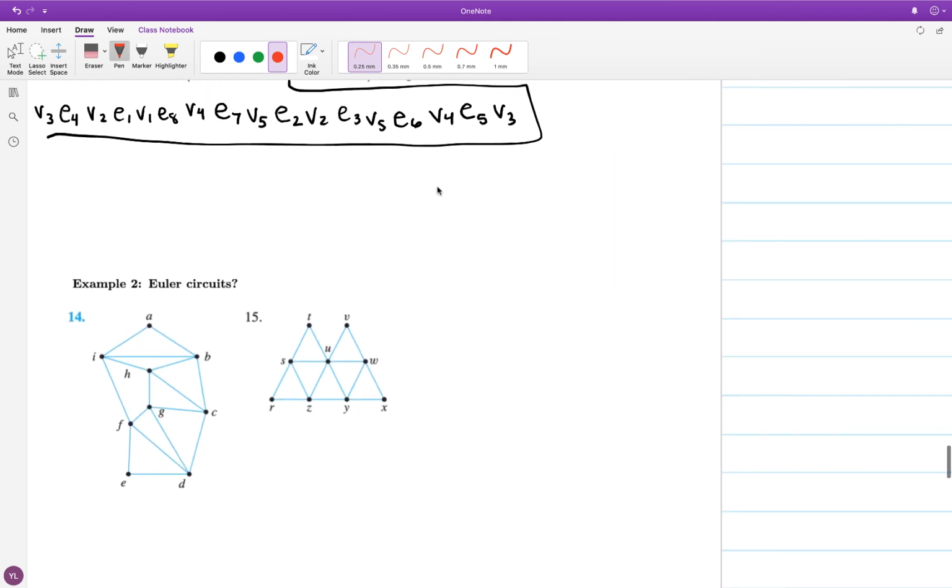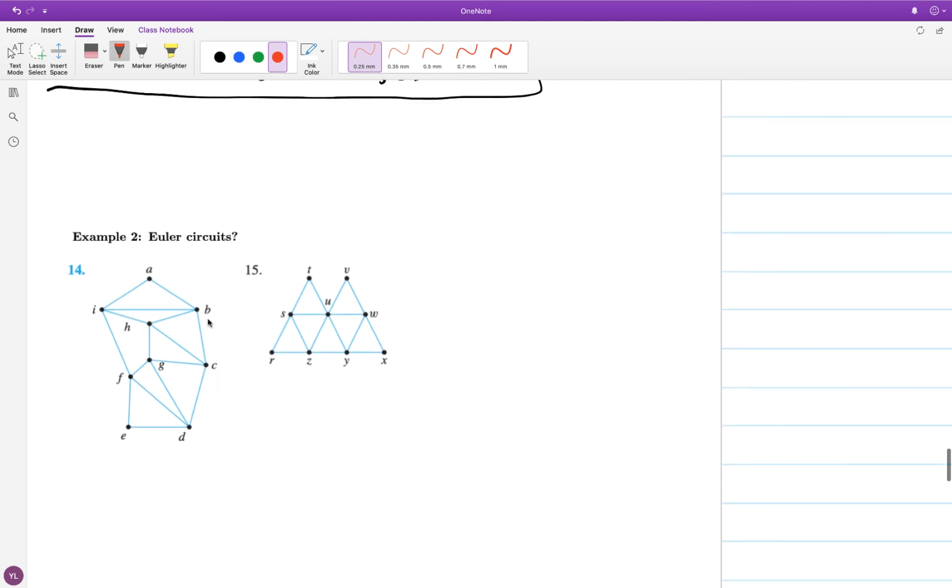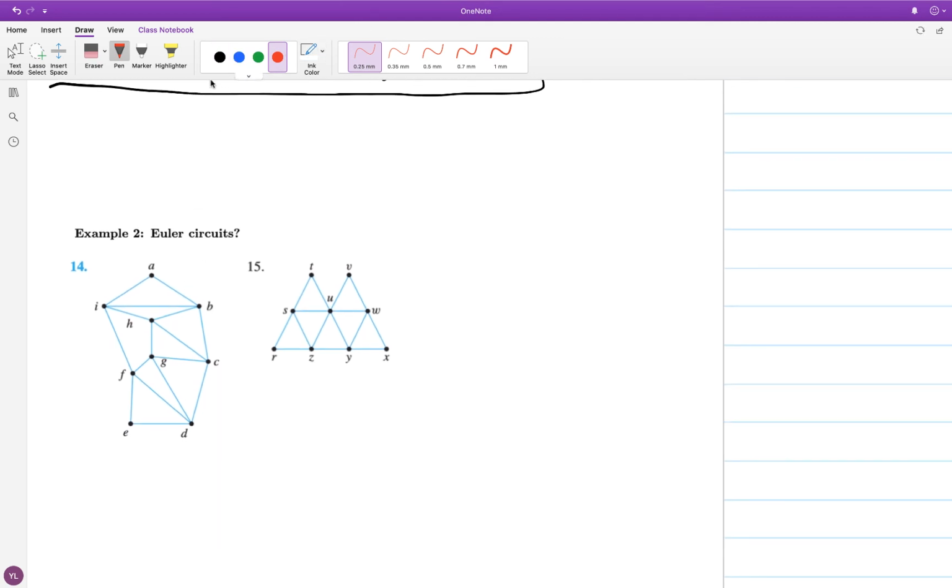All right, what about these graphs down here? Looks like this one has all even degree vertices. I think I'm going to try and find the circuit. So let's just start somewhere. How about A? I'll write that down. The edges aren't labeled, so I'm just going to write the vertices as I cross them, or encounter them. So I'm going to go from A to B.